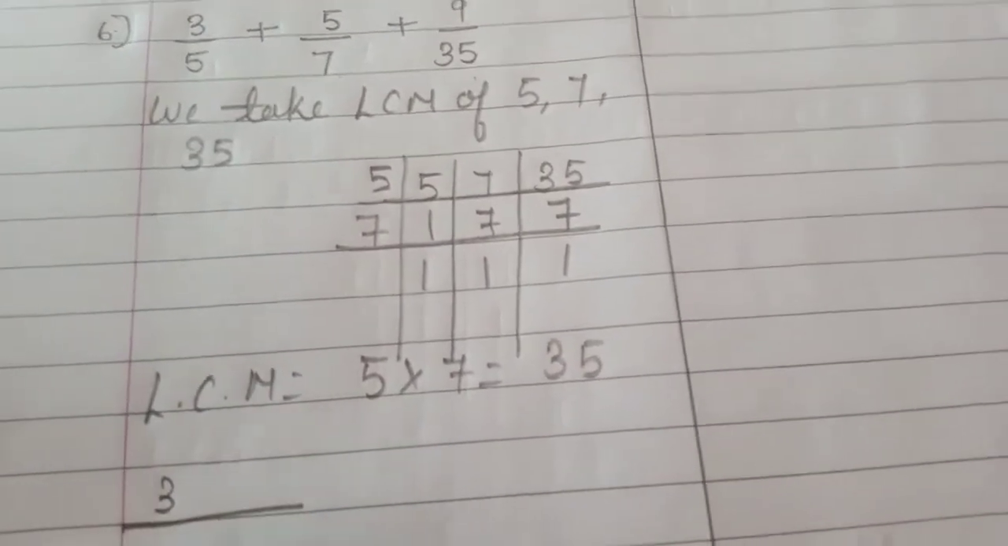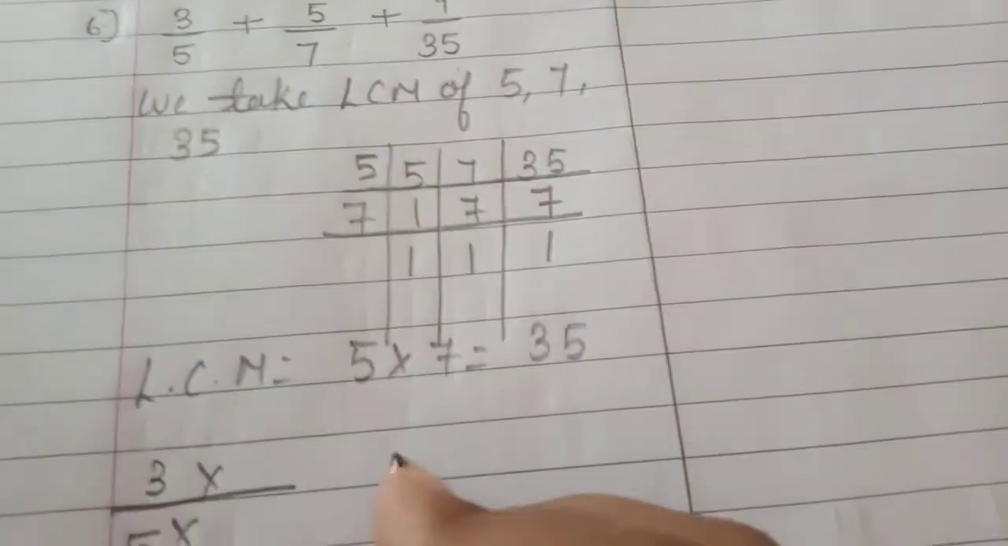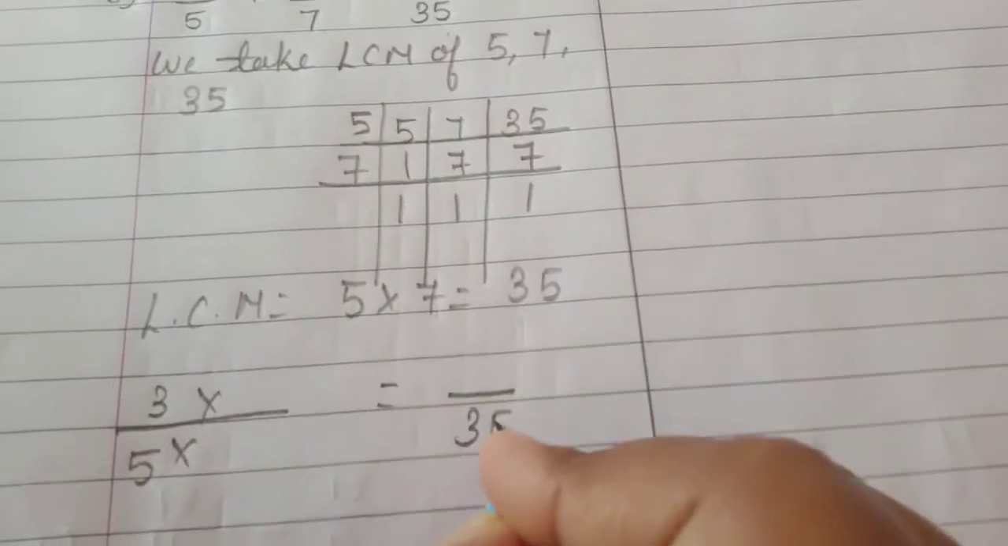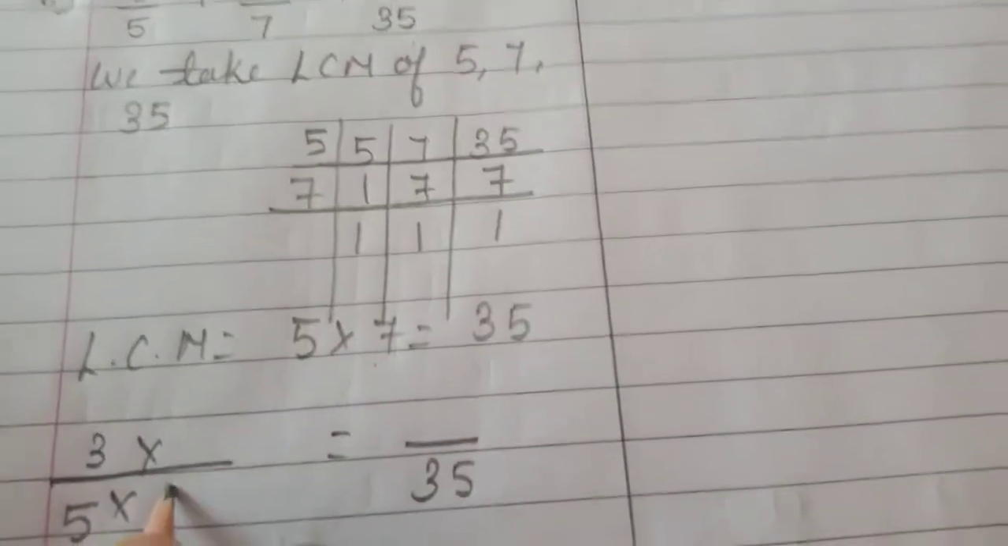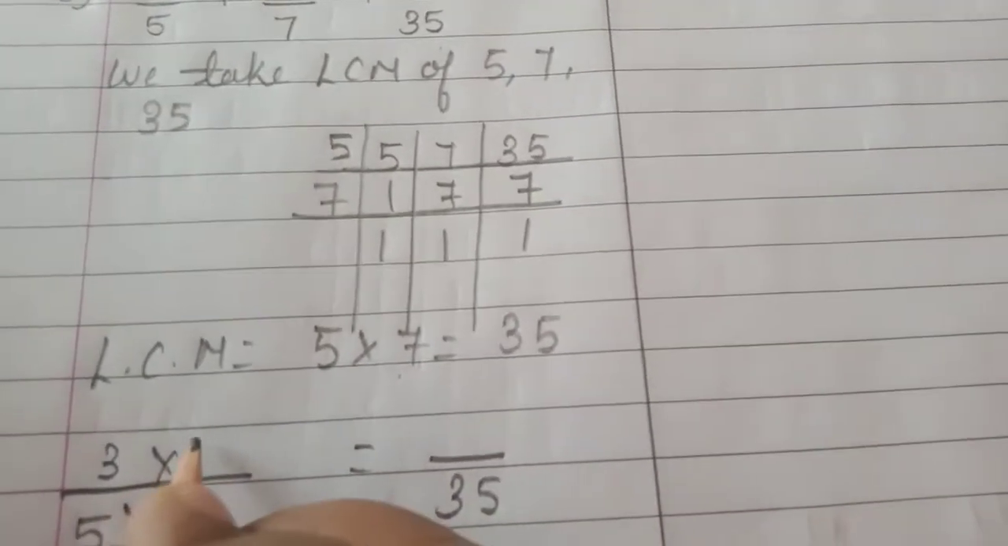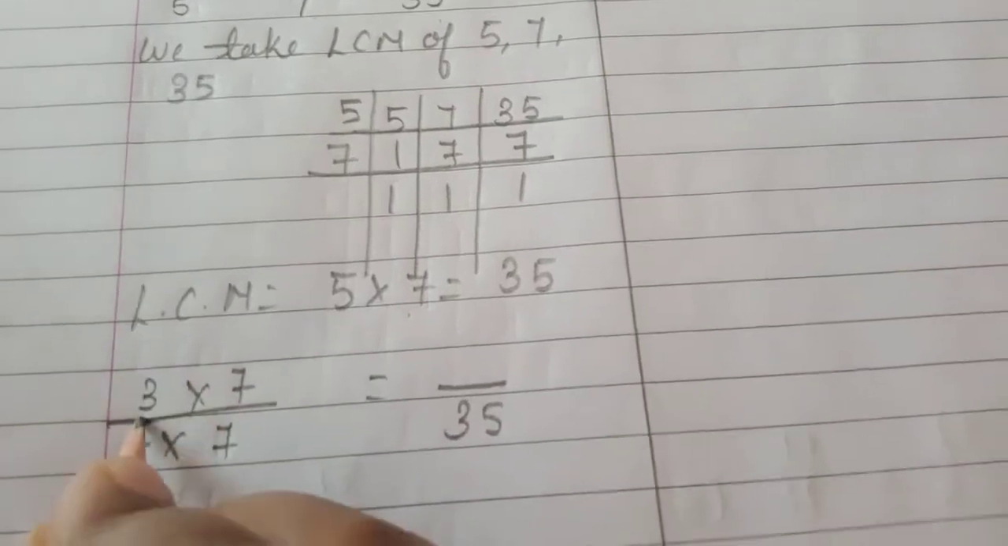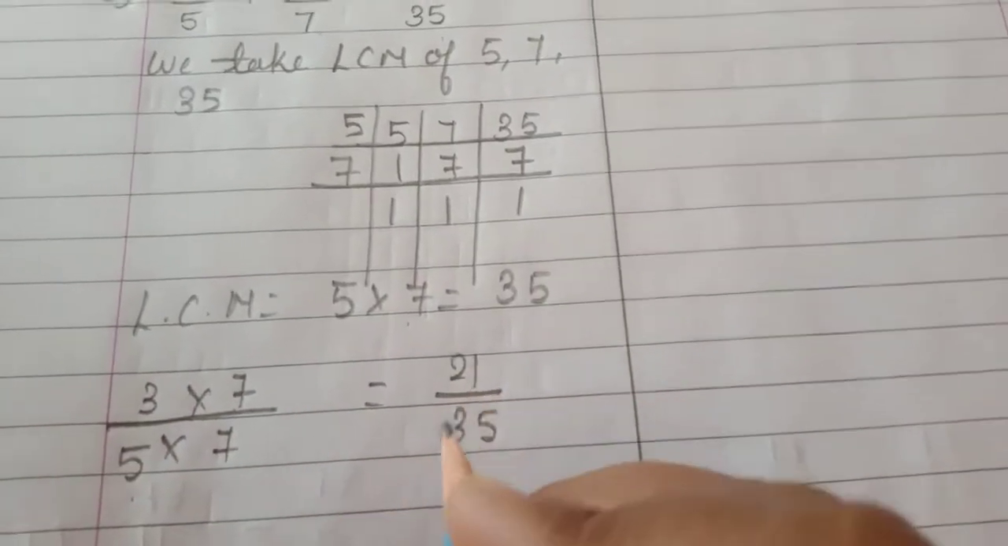So first fraction is 3 upon 5. We want denominator as 35. So with 5 what we will multiply? 7. So 5 7s are 35. Numerator also we will multiply 7. So 3 7s are 21.